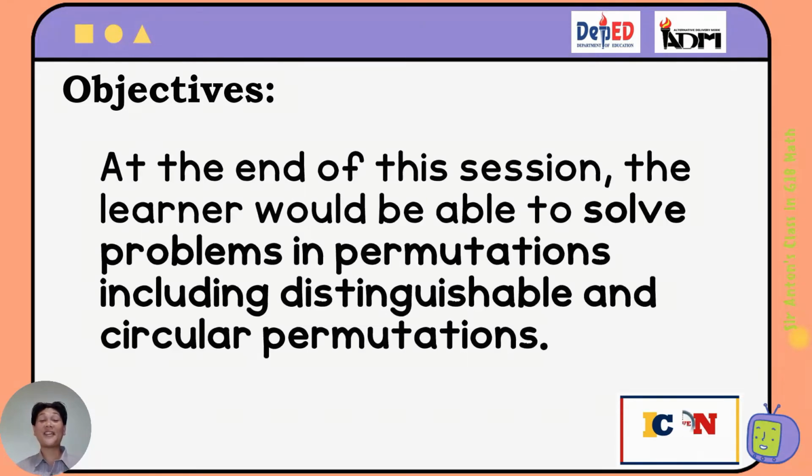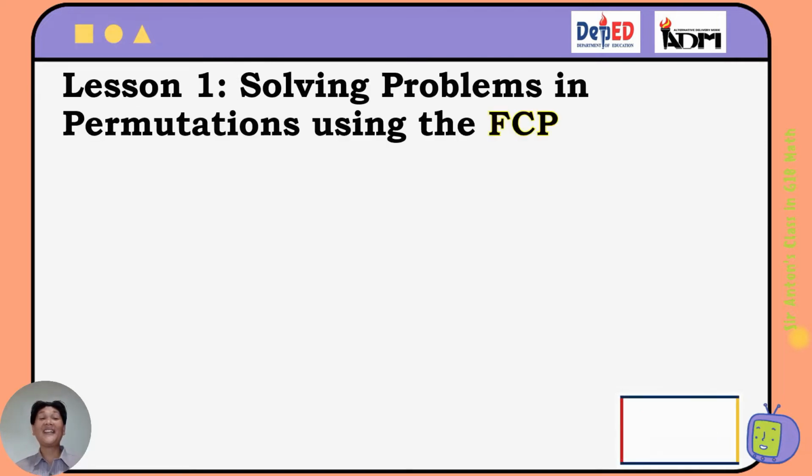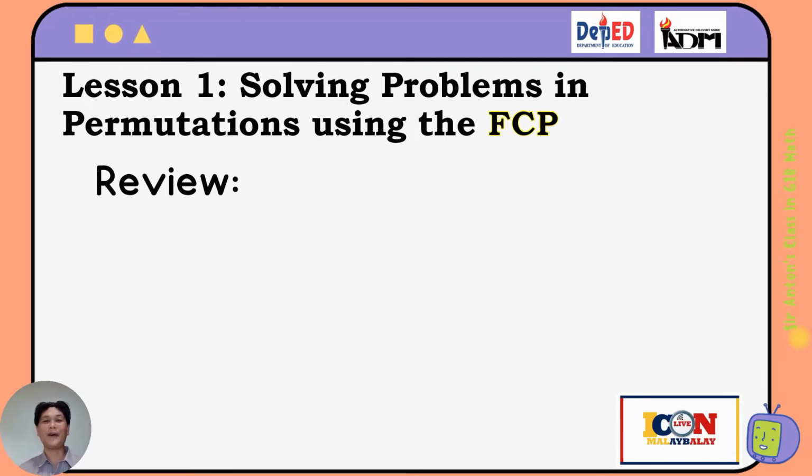At the end of this session, the learner would be able to solve problems in permutations, including distinguishable and circular permutations. Lesson 1. Solving problems in permutations using the FCP or the Fundamental Counting Principle. Let us have a short review about it.